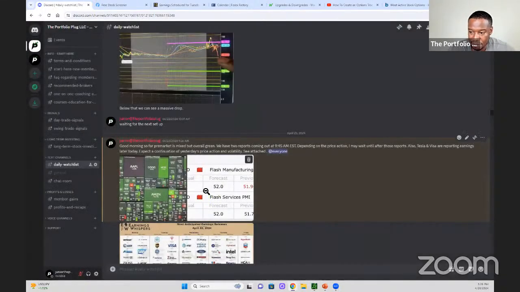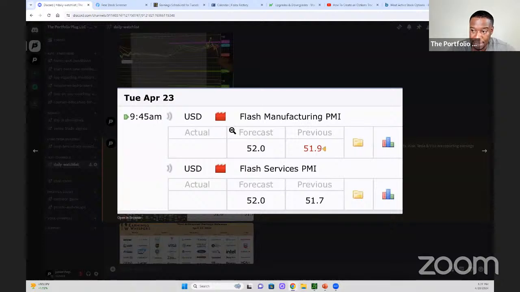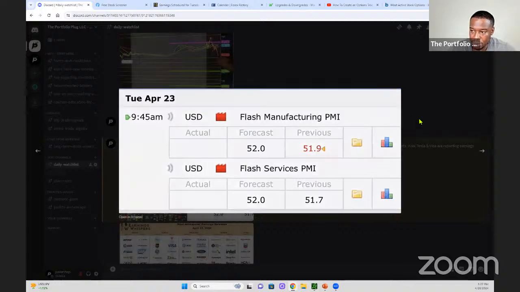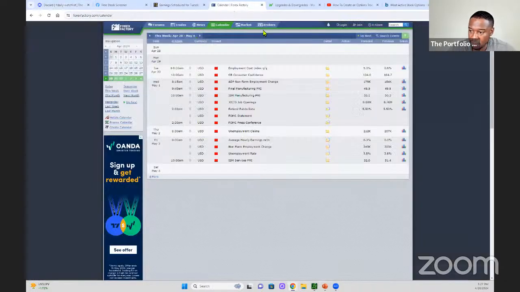I may wait until after the reports, because the red calendar events affect the price action. They will influence a move up or down, depending on whether the report is good or bad. So when you're on Forex Factory, make sure you filter to the red calendar events, the ones that are highlighted, and that will show you all the things happening that week. Using all these things in combination goes back into probability and risk management.